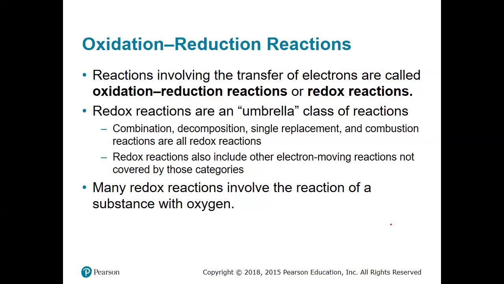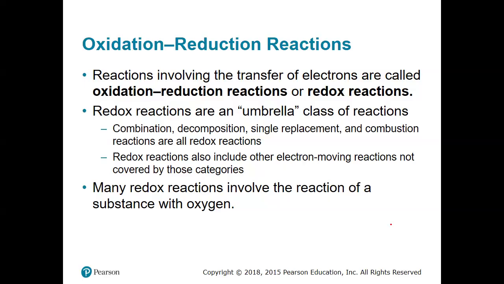And so if you look at some of the classes of reactions that are there, what you'll see is that combination reactions often are redox reactions as well. Decomposition reactions, they're often redox reactions as well. Single replacement reactions, those are really easy to see that they're redox because you start with something that has no charge and it ends up having charge at the end of the reaction. Well, to go from no charge to charge, electrons had to be moved in one direction or another. Combustion reactions are another one of those subcategories.